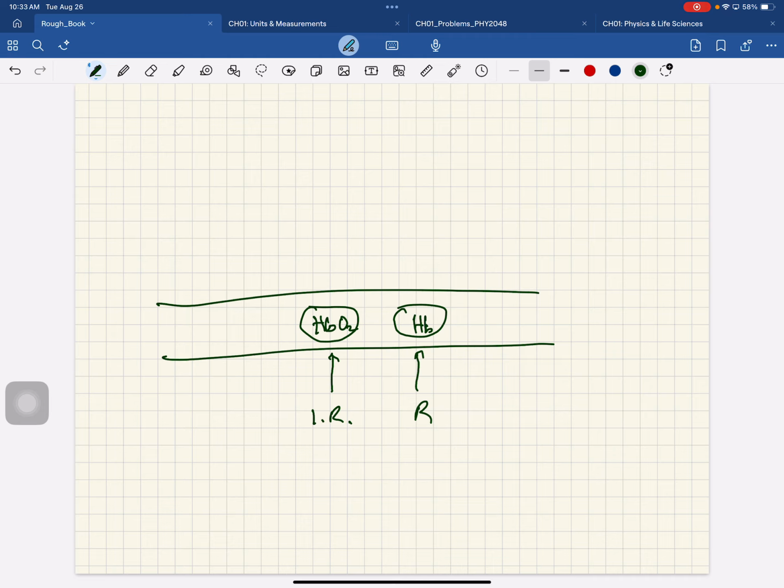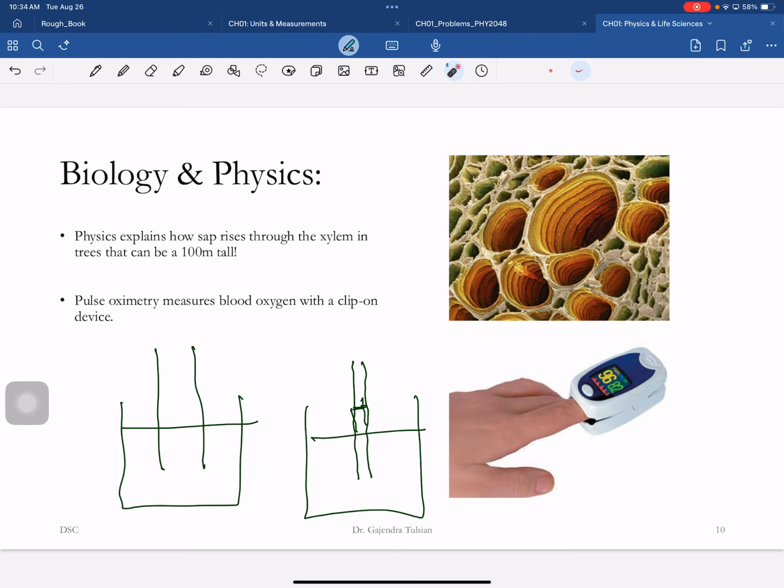What do you want? You want every hemoglobin molecule carrying oxygen. You want that to be efficient. So you want 100%. So here's the deal. At the bottom of this device, there are those two beams emitting, and at the top, you have detectors.